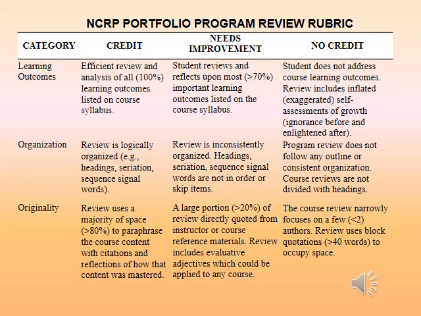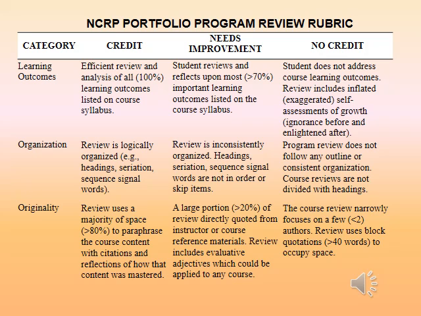The grading rubric for the course and program reviews includes several different criteria. I will be looking at these criteria as I am reading your course reviews. To receive credit, you must meet all of the criteria for credit. If your review needs improvement, I will send it back to you and tell you what you need to improve on. In the no credit category, that's when you need to completely rewrite your whole either course or program review.